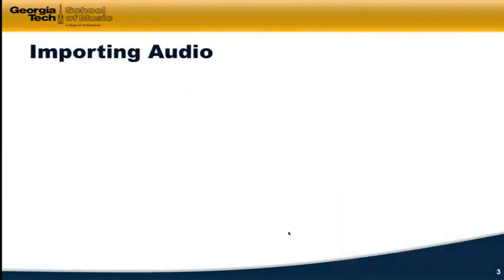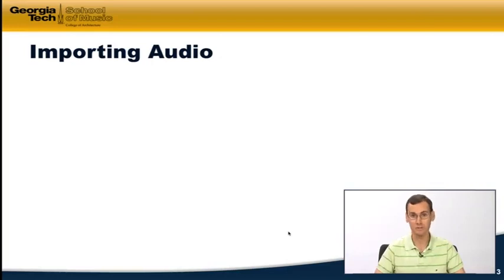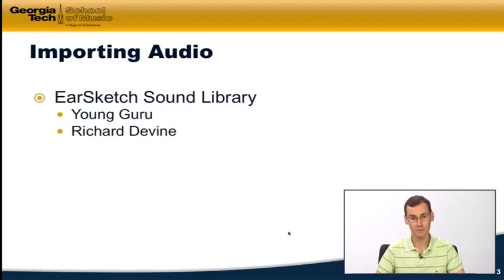So we can bring any audio file we want, pretty much, in just about any format into a DAW, like Reaper. And I want to talk about some of the possibilities of what we might want to bring in. The first is a special collection of sound files that are available to you as part of this course called the EarSketch Sound Library. And these are about 2,000 audio loops that were created for us by two amazing musicians. Young Guru, who's best known for his longtime collaboration with Jay-Z, and Richard Devine, who's a live experimental electronic musician.